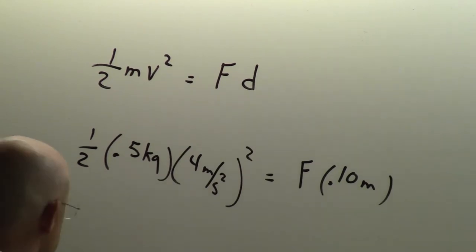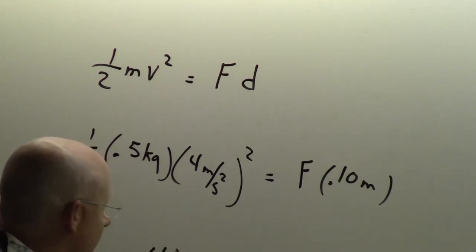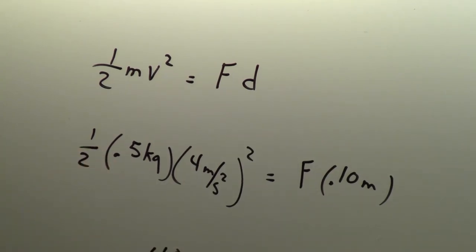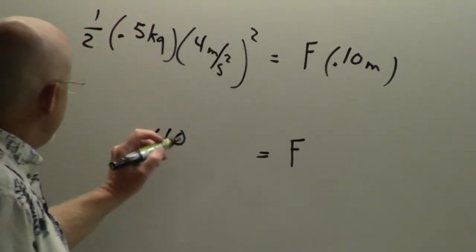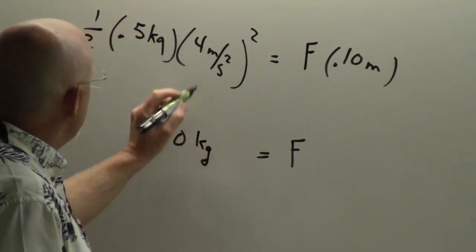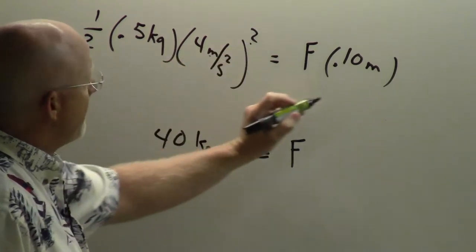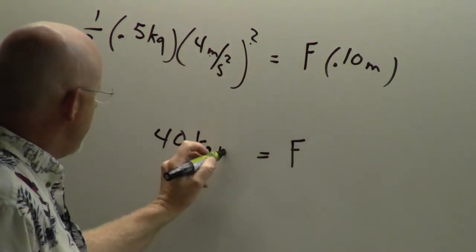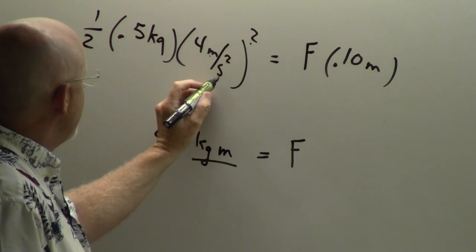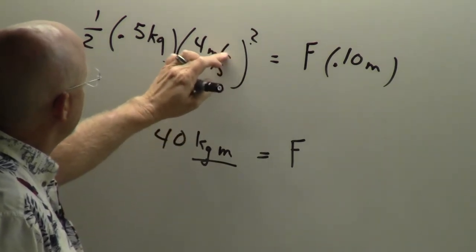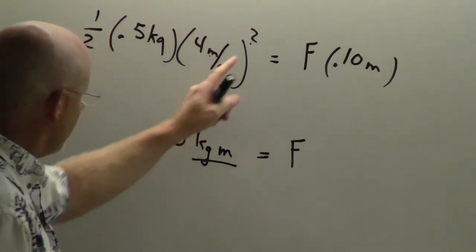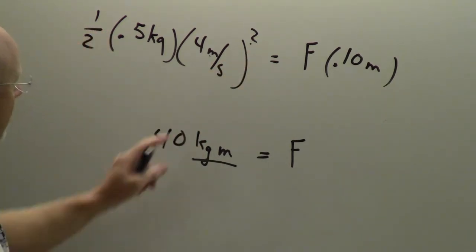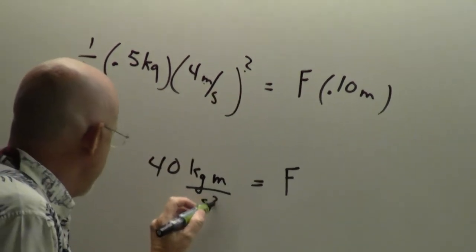Well, I guess that was an easy one. I didn't really need a calculator for that. But that's 40. And if you look here at the units, you'll see we have a kilogram. This says meters squared, but remember I'm dividing by that meter, so there's only 1 meter left over. And then seconds, oh, my apologies. It's 4 meters per second. No, then we square it. And so it would be seconds squared here.